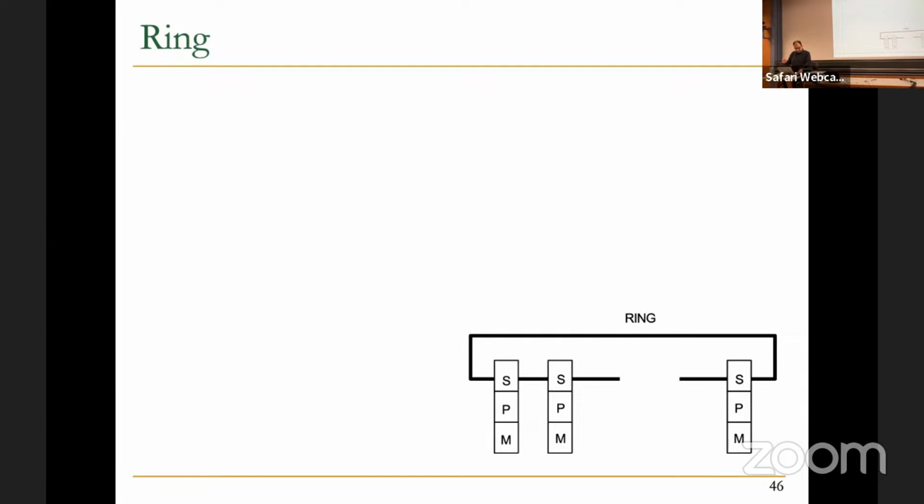Okay, let's get started. So now let's take a look at some topologies that are considered direct topologies. We have already seen the bus, right? But this is another topology which is quite useful, and this is the ring.